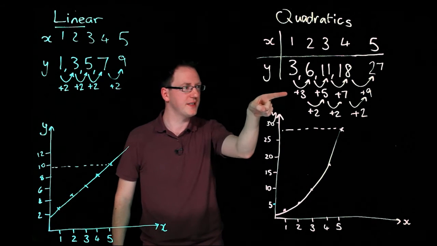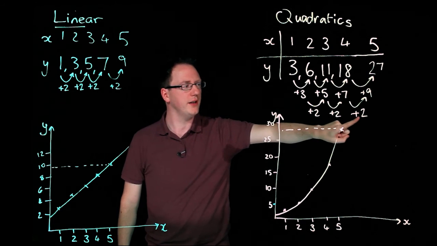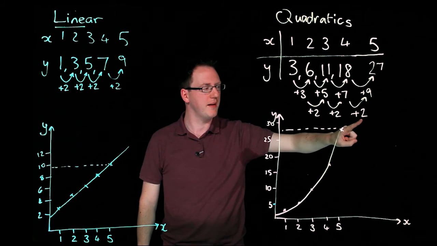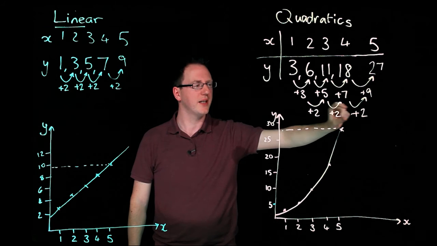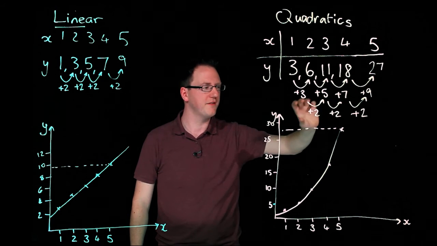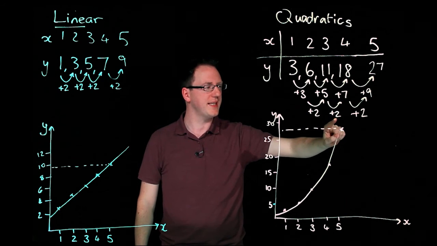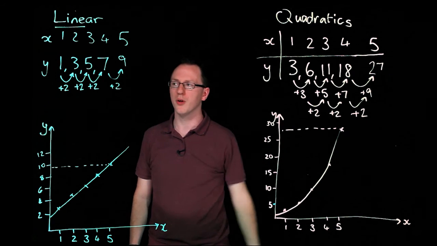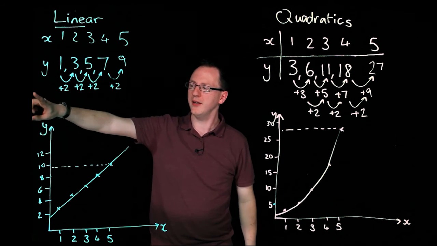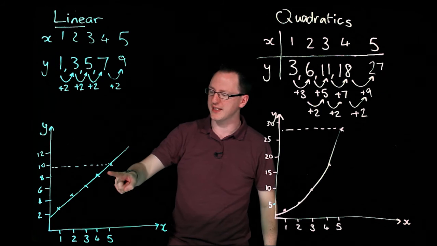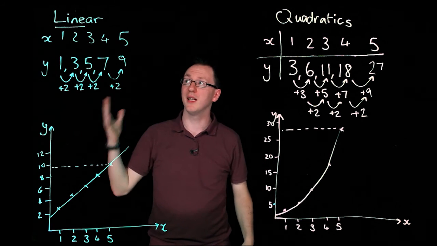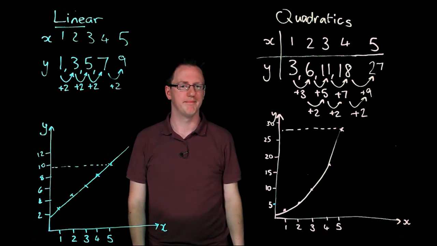The second difference, the second row of differences here, is increasing by 2 each time. And if that's the same, it could be any amount. It could be 1, 3, 5, a half, whatever. As long as this second difference is the same, it's going to be a quadratic. Here it's a linear because it's increasing by the same amount each time. And that's the difference between a linear and a quadratic.